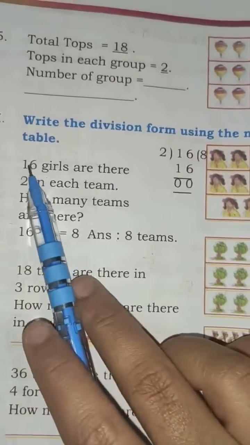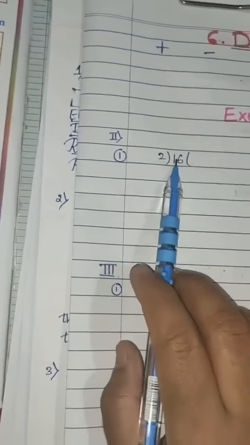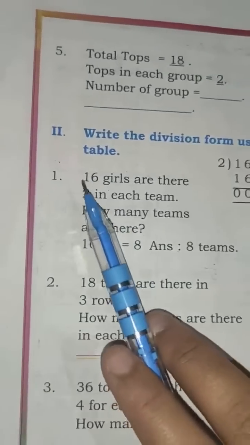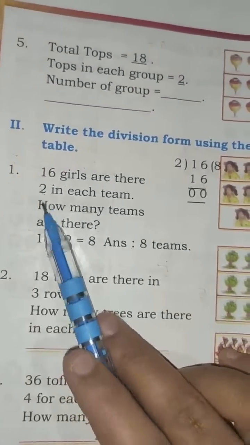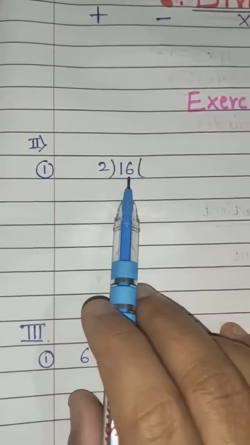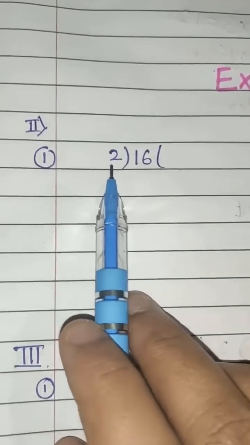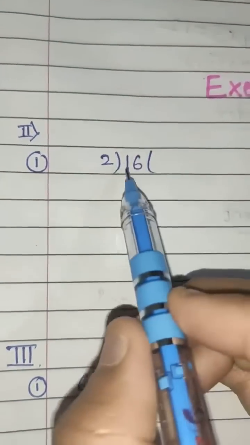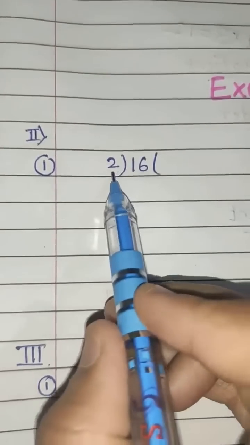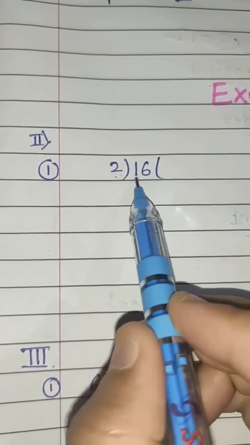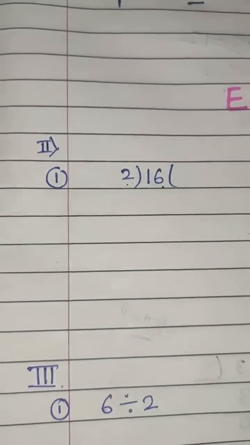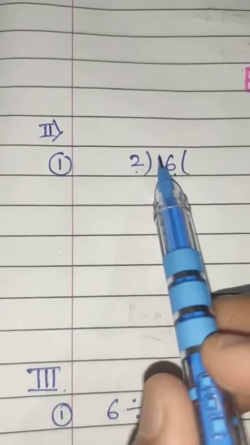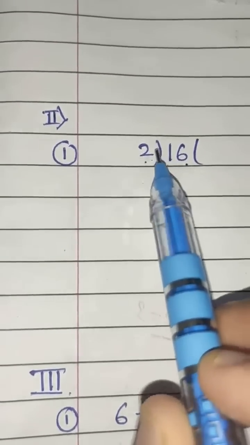So here, how many girls are there total? 16. So we'll write here 16. And how many girls are there in each team? 2. So we'll write 2. So the 16 will become dividend and 2 will become divisor. So let's divide it. You have to count the 2 table till you get the number 16 here. But children, one more thing. First we have to take only one number. Okay. See here, I will tell you.